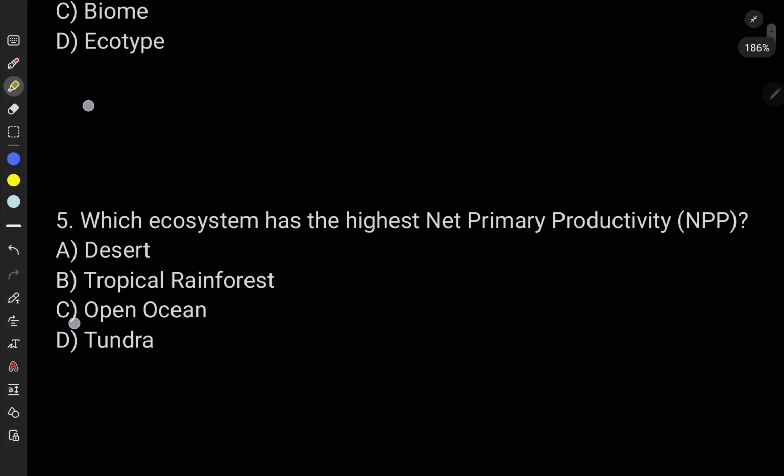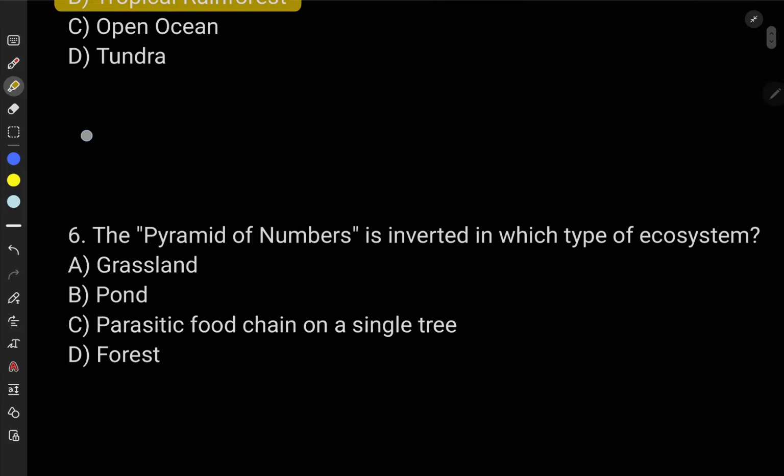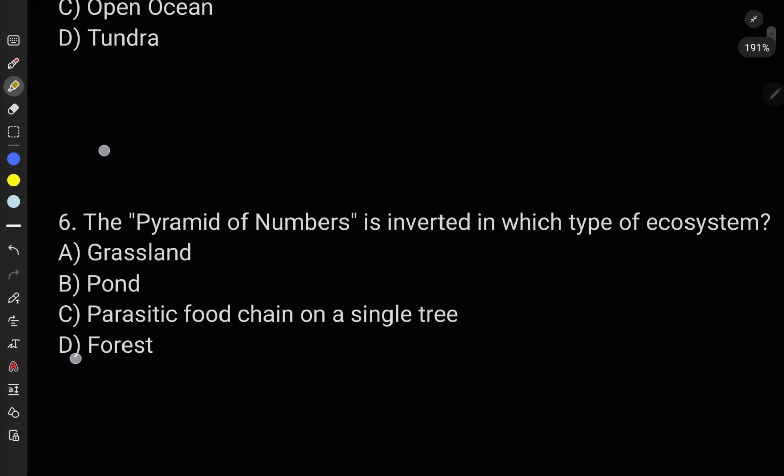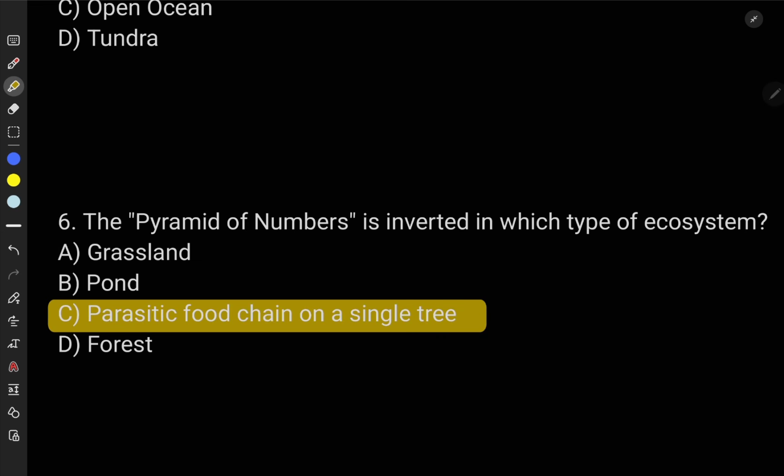Which ecosystem has the highest net primary productivity? Option B, tropical rainforest. The pyramid of number is inverted in which type of ecosystem? Option C, parasitic food chain on a single tree.